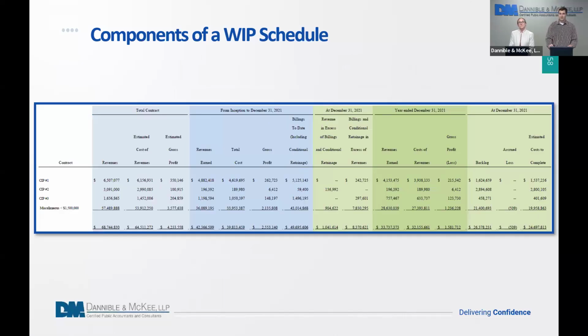So here are the components of a WIP schedule. I hope everyone can see this all right. It's got all those categories I just pointed out, and again, we'll go through each one in a little more detail. But this is a high level overview of what it would look like. You have your jobs over in the left-hand column, far left under contracts. And then it's going to take you through all the criteria that I just mentioned, and then some.